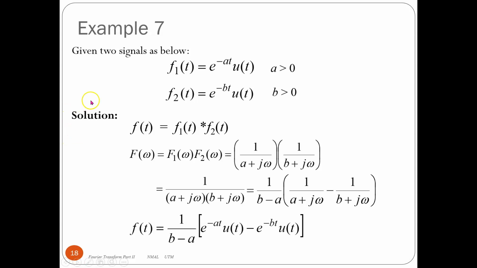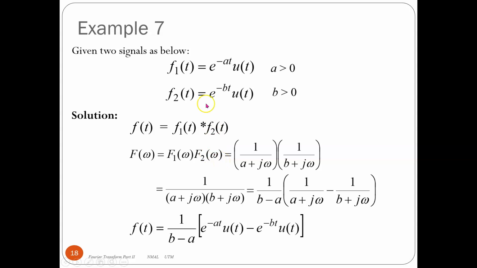Okay, given example 7 with two signals f1 and f2, where f1 is an exponent function multiplied by u(t), and f2 is another exponent function, with a and b constants both bigger than 0. For the solution, if you want to find f(t), which is the convolution between f1 and f2(t), instead of doing the convolution, which is quite complex, we can perform the Fourier transform and just multiply F1(omega) and F2(omega).